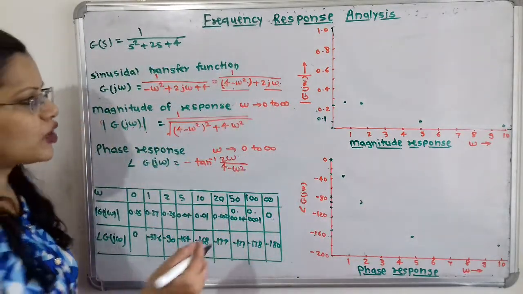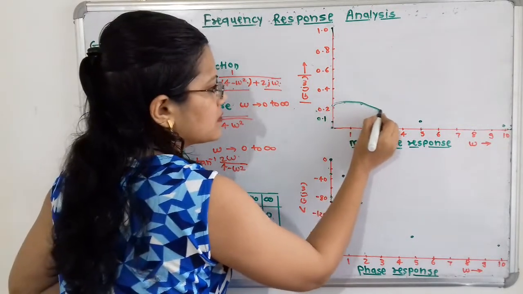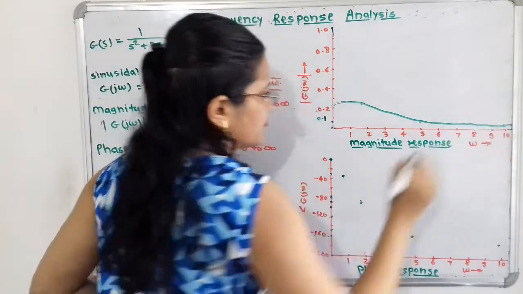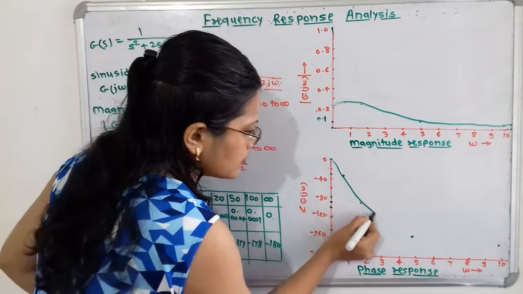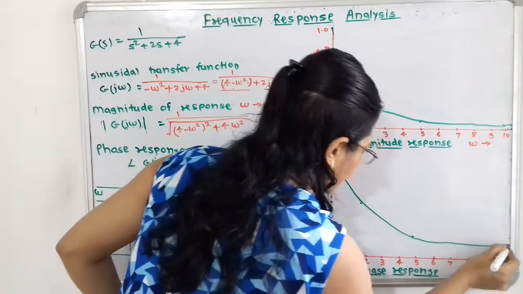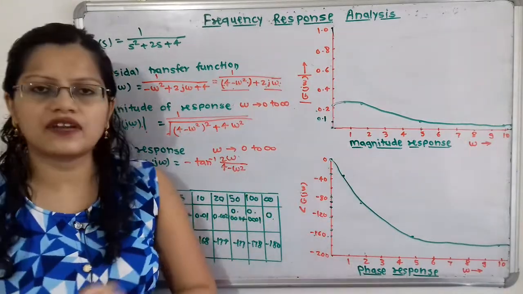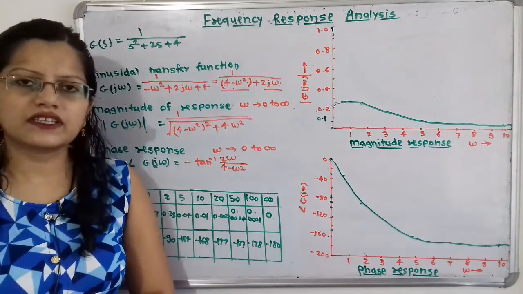So I will join the points. Here also I will join the points. So this is the graph, that is the magnitude response and phase response, as the answer for the frequency response plot.